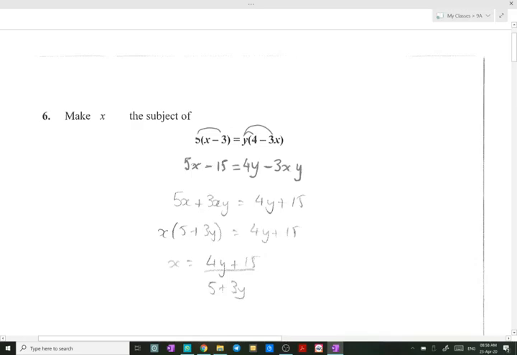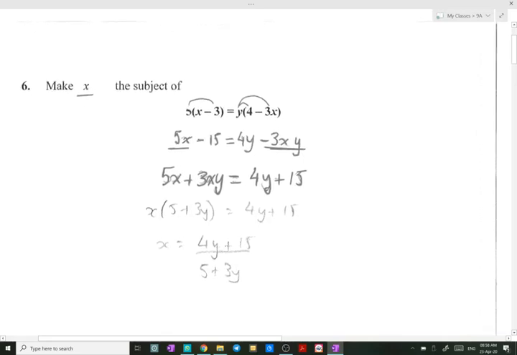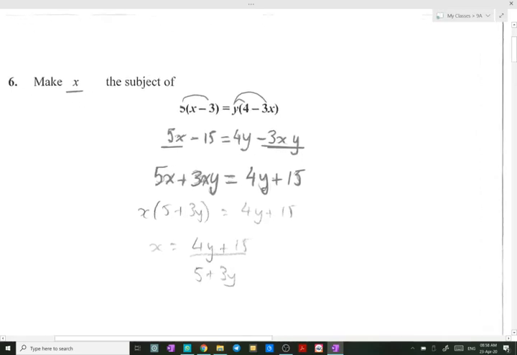Then we take x's on one side because we need to make x the subject. So 5x plus 3xy is equal to 4y plus 15, because when you take 3xy to the other side, you change the sign. Similarly for minus 15. So now, since we want x to be the subject, we factor the x.